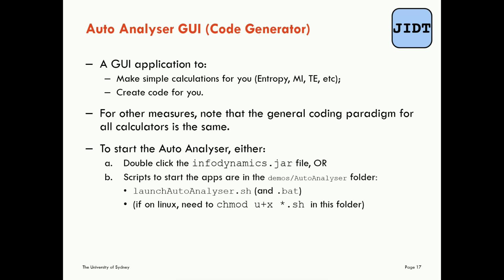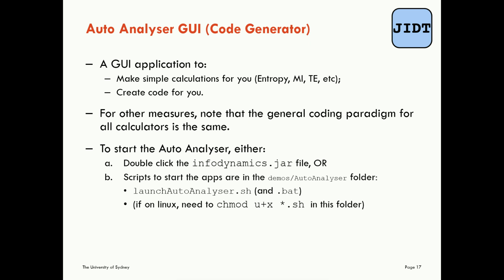Firstly, it gives a very simple GUI, or graphical user interface, for you to make some simple calculations with just a point and click interface. You don't have to write any code at all to start using the toolkit. You can calculate entropies, mutual information, transfer entropy, conditional variants thereof, just using the simple point and click interface.